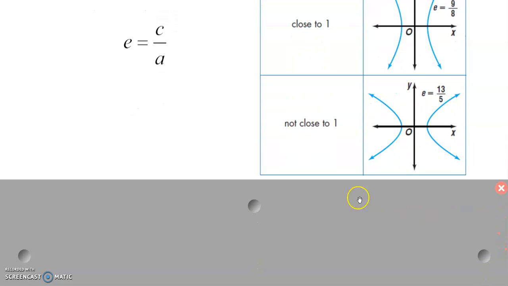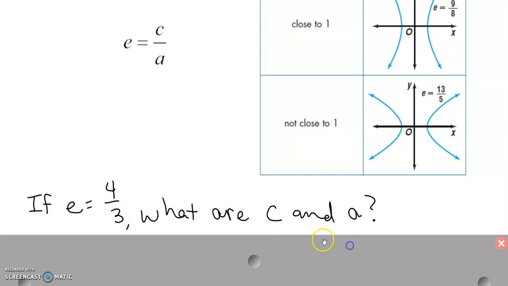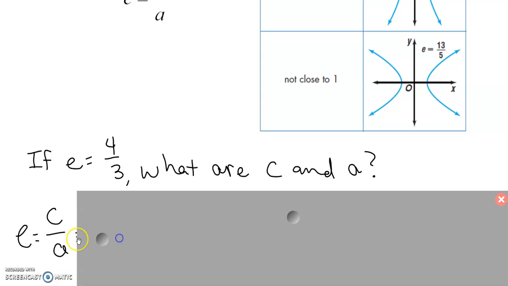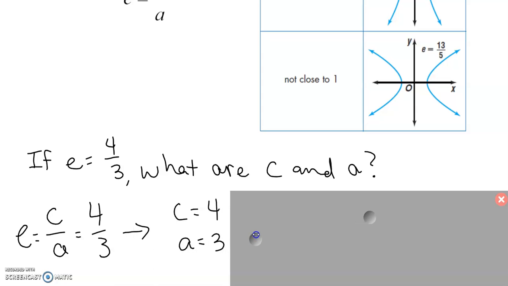Now, one thing I wanted to mention is if you know the eccentricity, so if I tell you that e is 4/3, what are the values of c and a? Just because the formula is c over a, and c over a is 4/3, does that mean that c is 4 and a is 3? Well, not necessarily. That's just one possibility, because there are actually a lot of combos that would simplify to 4/3.